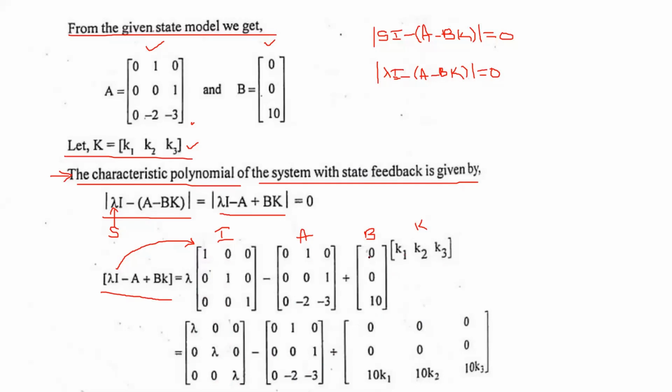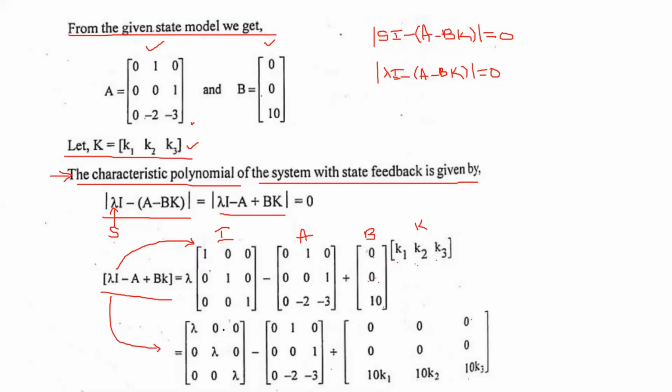if I do the multiplication, let us see. 0 into K1 is 0. 0 into K2 is 0. 0 into K3 is 0. Again the next row also becomes 0. Finally, 10 into K1 is 10 K1, 10 into K2 is 10 K2, and 10 into K3 is 10 K3. So the entire expression is looking like this.